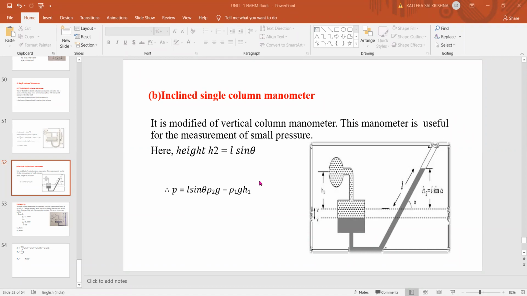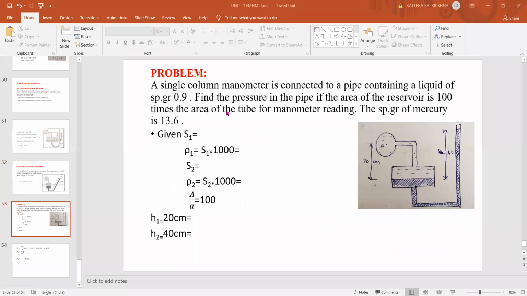Okay, can I go for the problem now? So take the problem now. A single column manometer is connected to a pipe containing a liquid of specific gravity 0.9. So the fluid flowing in the pipe has a specific gravity of 0.9. Find the pressure in the pipe if the area of the reservoir is 100 times the area of the tube. So he's mentioning here that the area of the reservoir is 100 times the area of the tube.